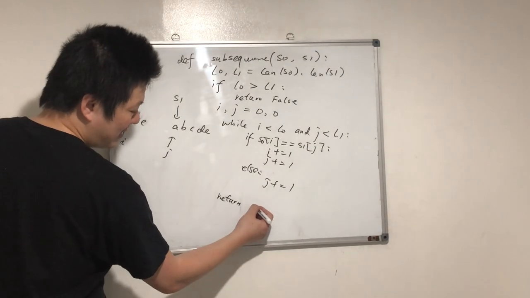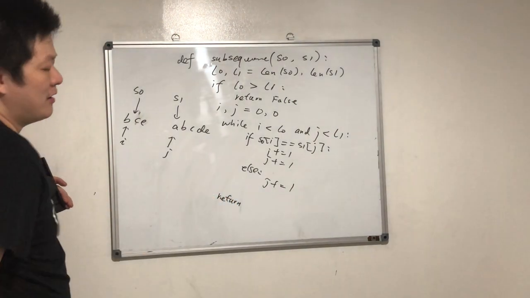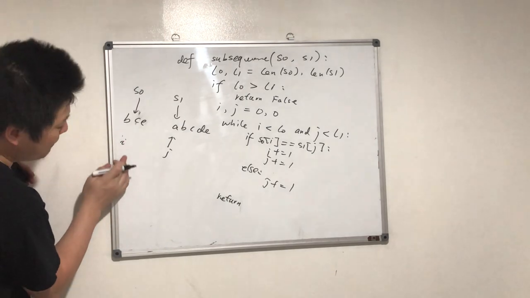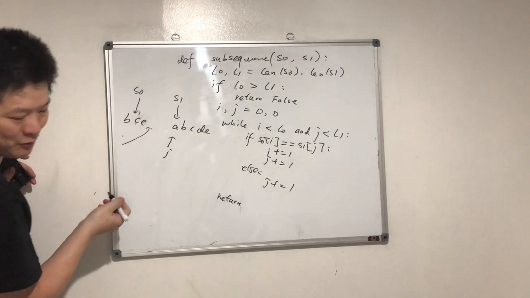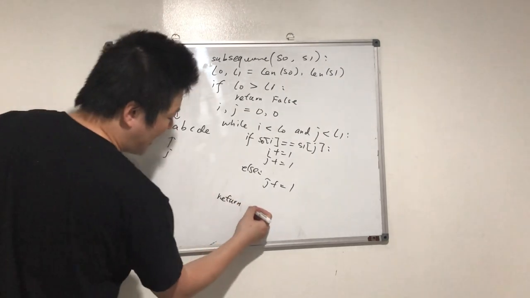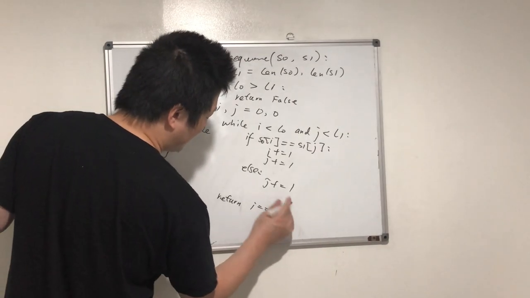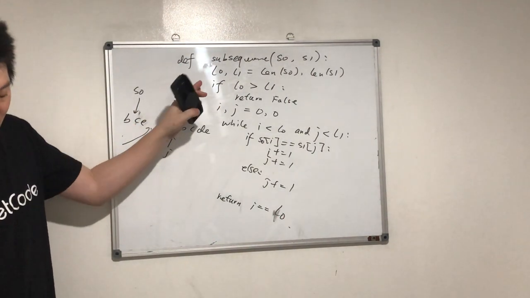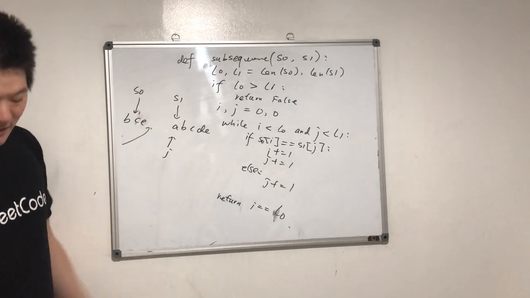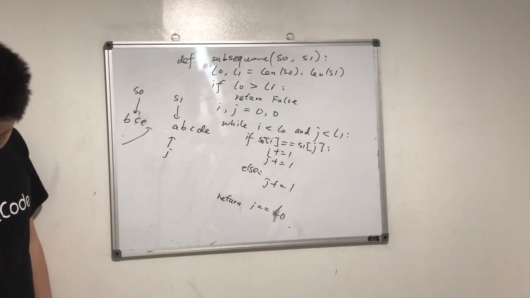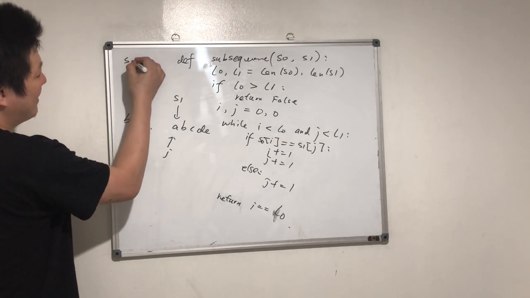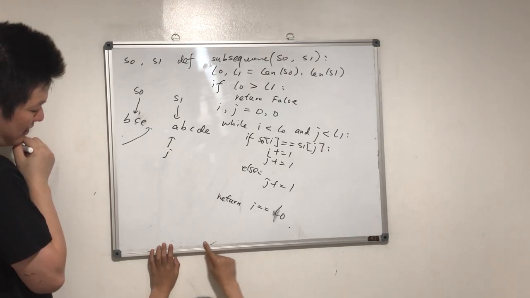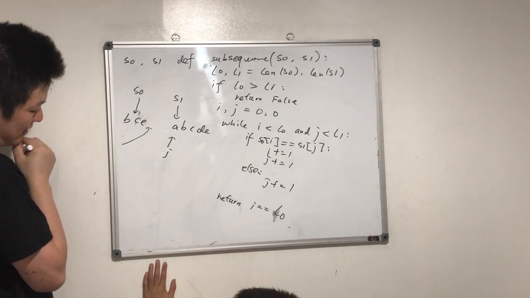And then what do we return? We return i equals L0. Why is that? If i is pointing past the last one, then we found the match. So return i equals L0. This is the review of the subsequence. Why am I talking about this? If we know this, it'll be much easier to understand the one before.